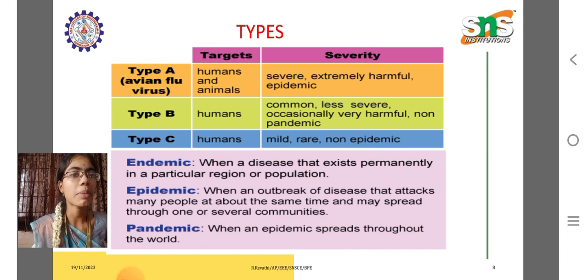What is meant by endemic is a disease that exists permanently in a particular region or population. Epidemic is an outbreak of disease that attacks many people at the same time and may spread through one or several communities. A pandemic is when an epidemic spreads throughout the world. The best example of a pandemic situation is our COVID period.